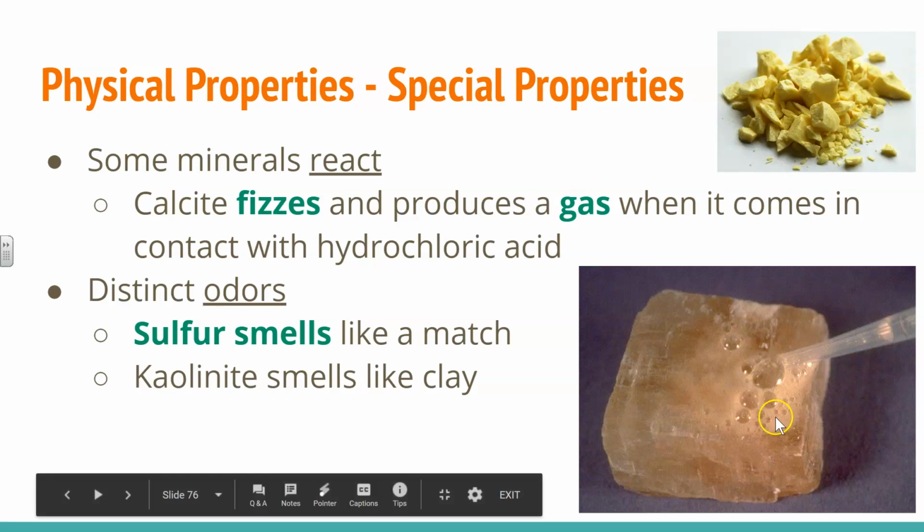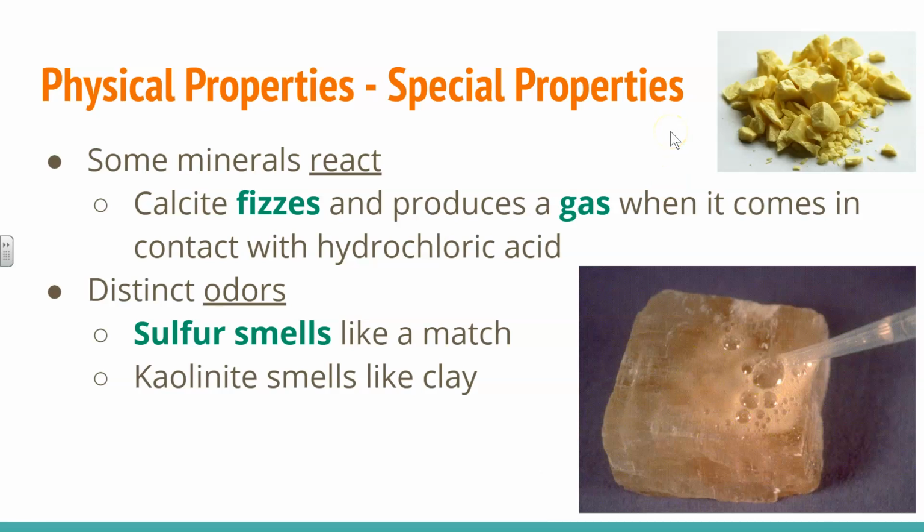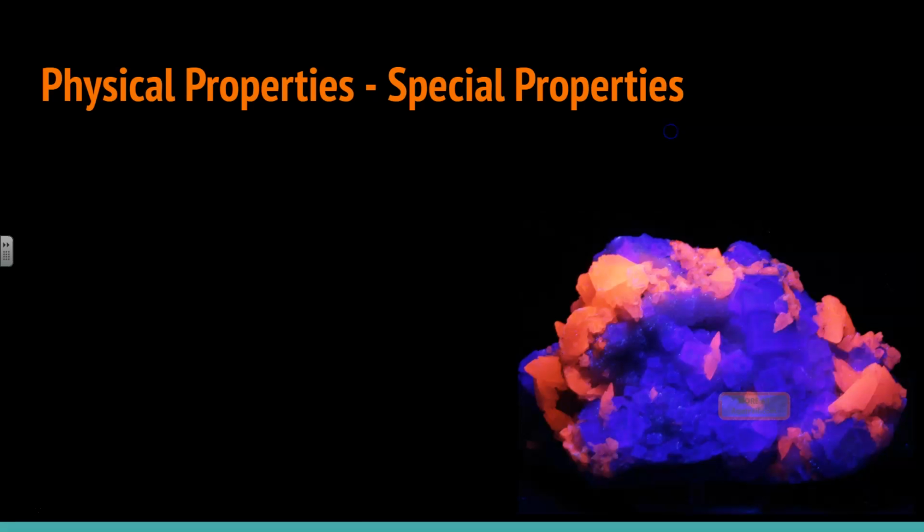Down here's calcite. You can see it's bubbling and producing a gas. So that's actually indicating that this is, in fact, calcite. If you put that hydrochloric acid on something else, it's not going to have that same reaction. Something within the bonds itself is causing that. So that's one key special property.